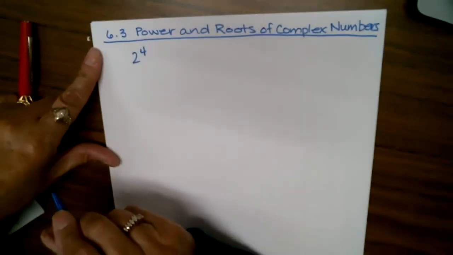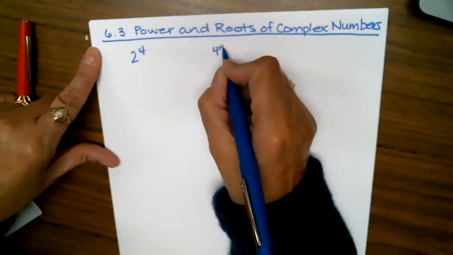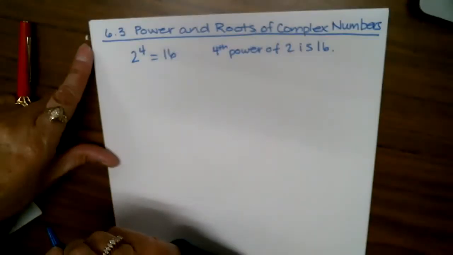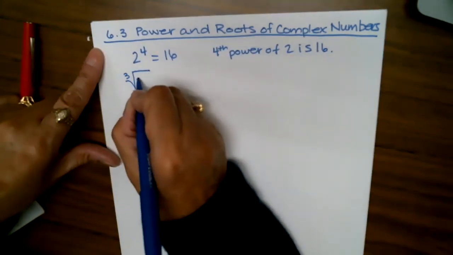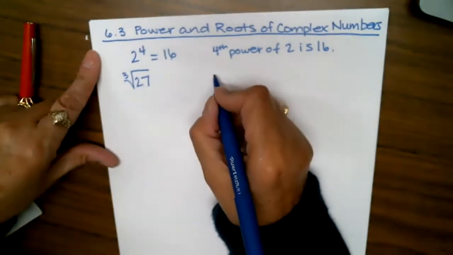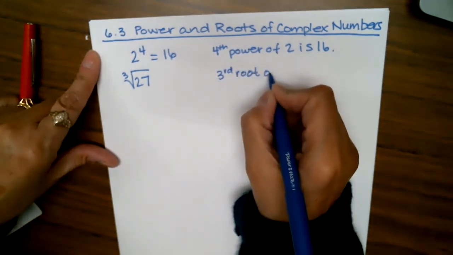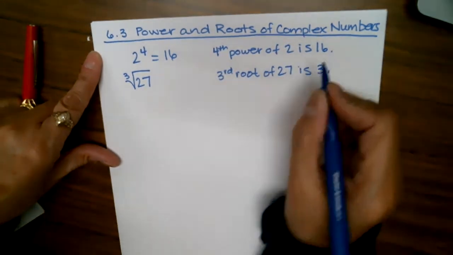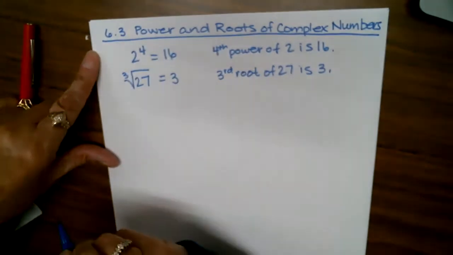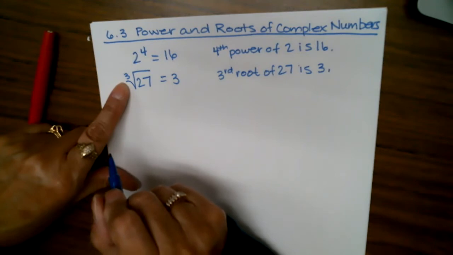Hopefully, you know that this is a power right here. This is the 4th power, which is 16. This, however, is the root. We can say the 3rd root of 27 is, well, one of them is 3. I think you know that. But there's actually 2 more. And how many roots are there? There are 3 roots to that. We're going to talk about how to find the rest of them.